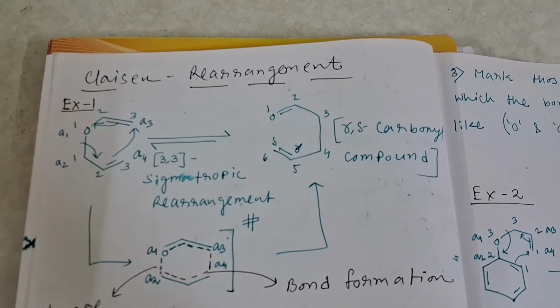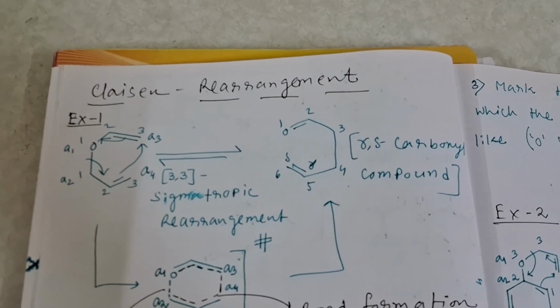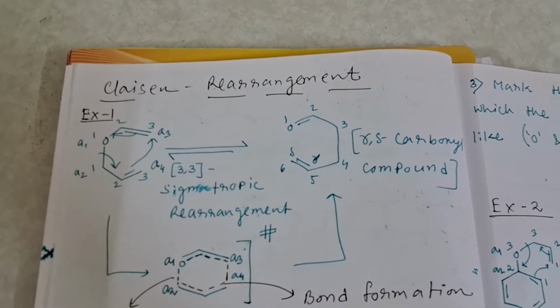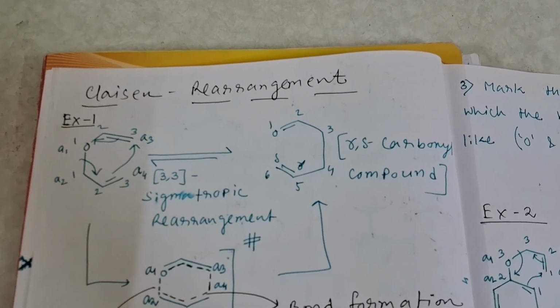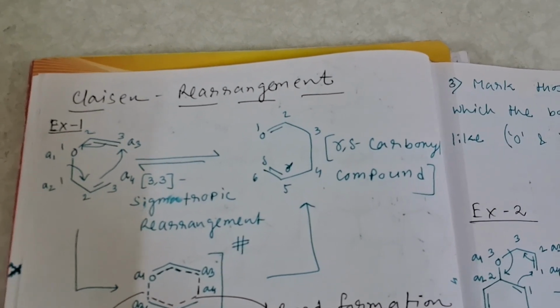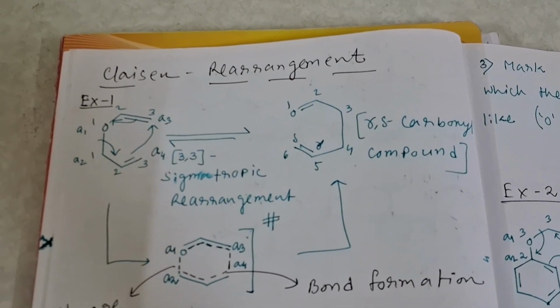So today in this video I have shown you another rearrangement which is known as Claisen rearrangement. Now first of all, this is a rearrangement and it is basically an example of sigmatropic reaction, and sigmatropic reaction is basically a part of pericyclic chemistry, right?